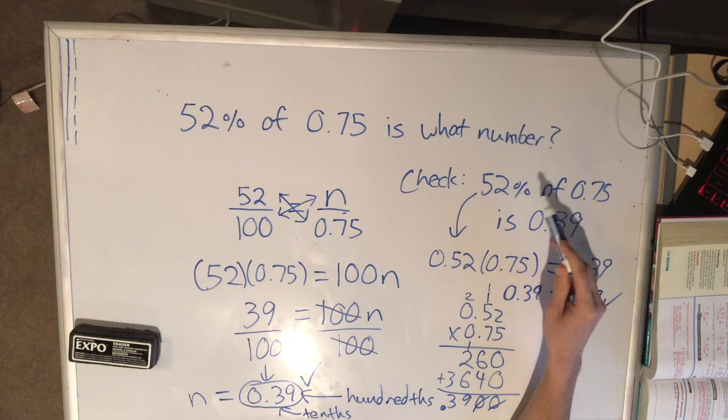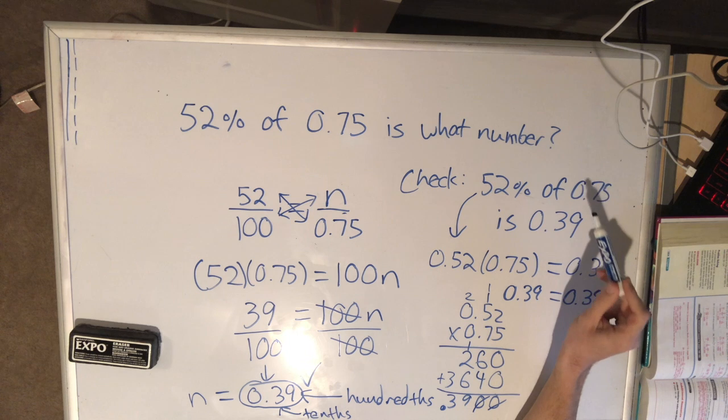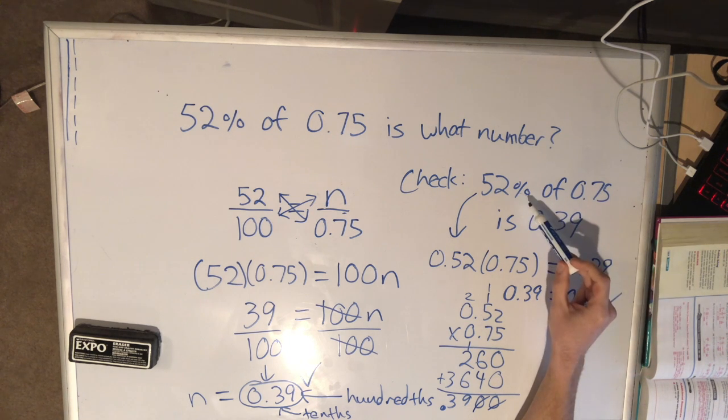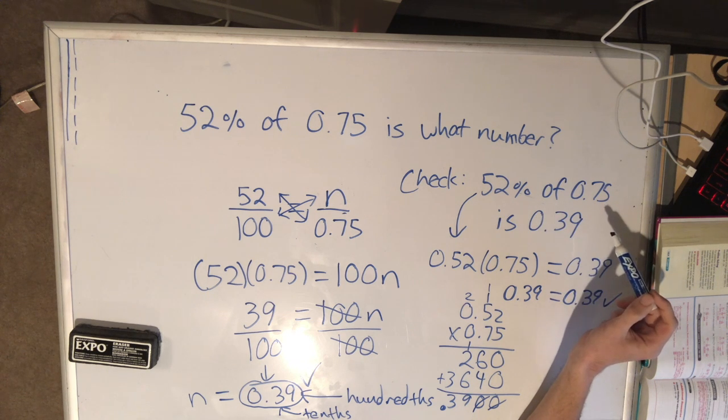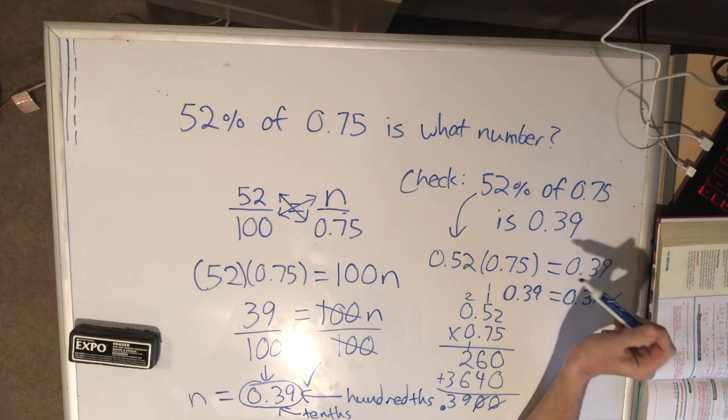Anytime you have a percent less than 100%, the is number is going to be less than the of number. And since 52% is close to 50%, which is half, the is number 0.39 is close to being half of 0.75.